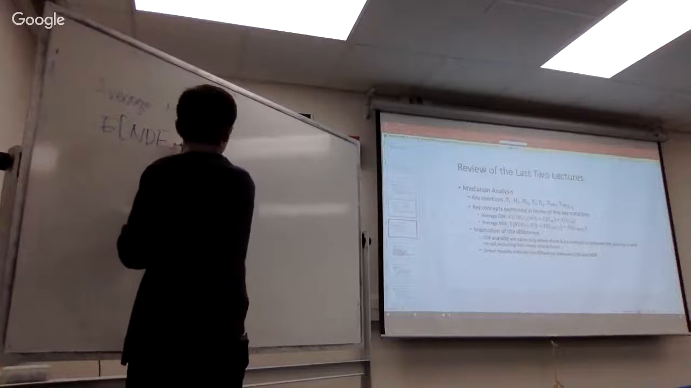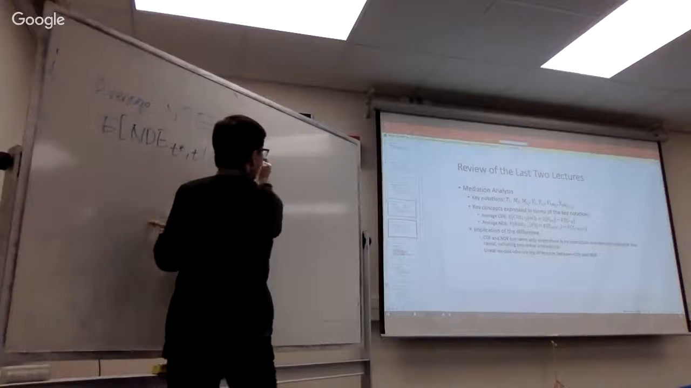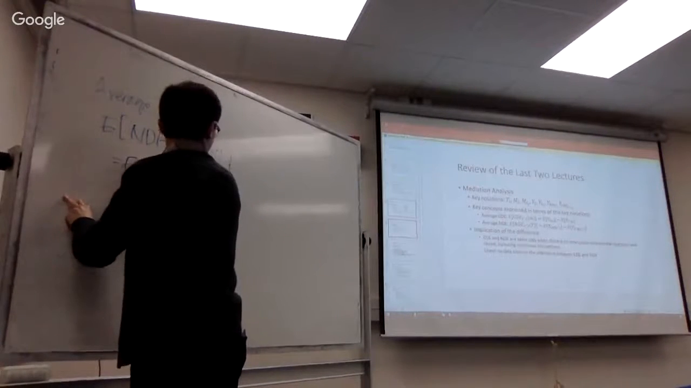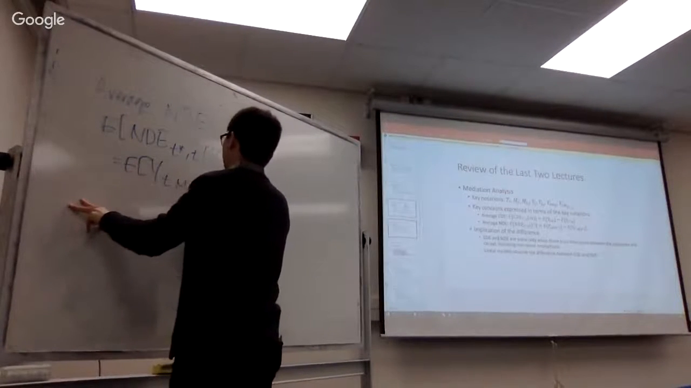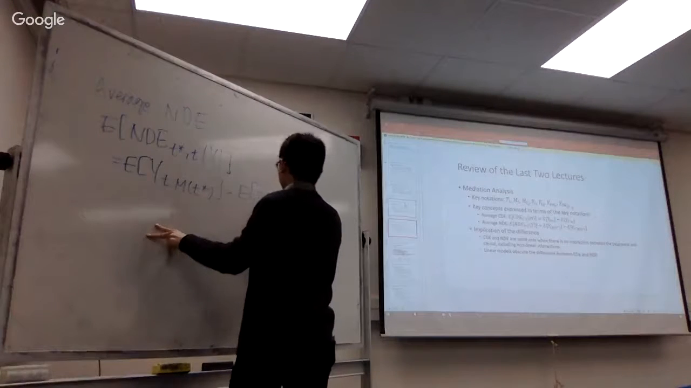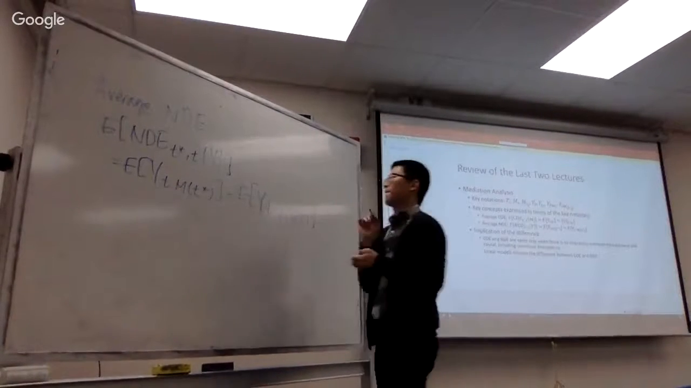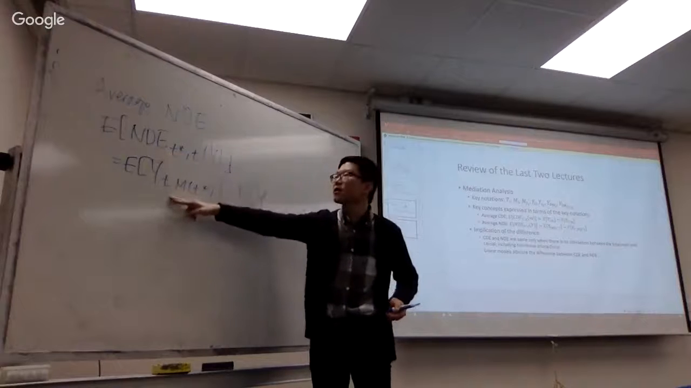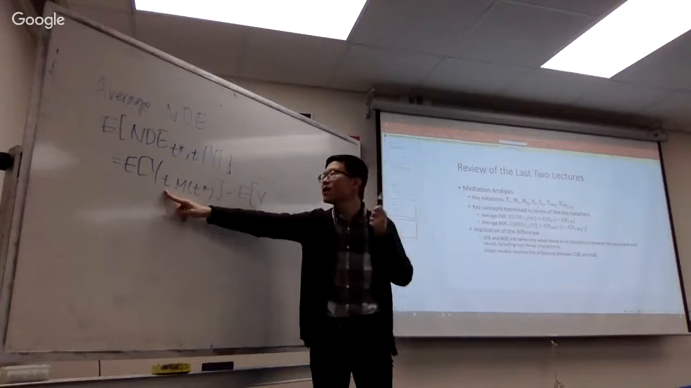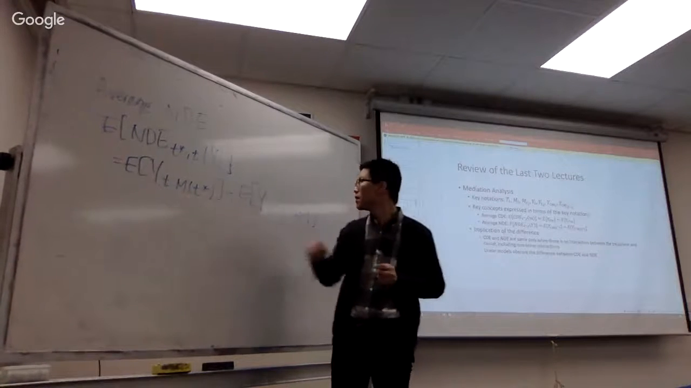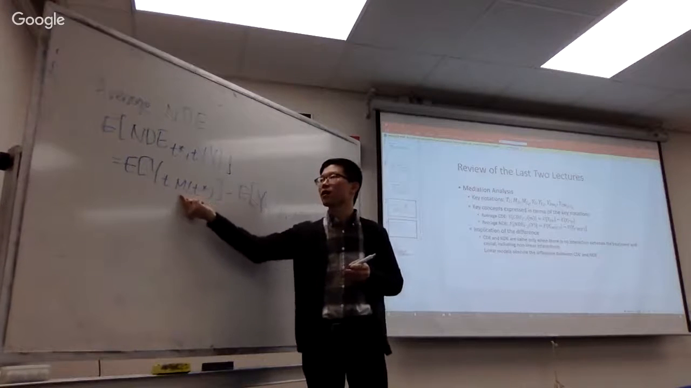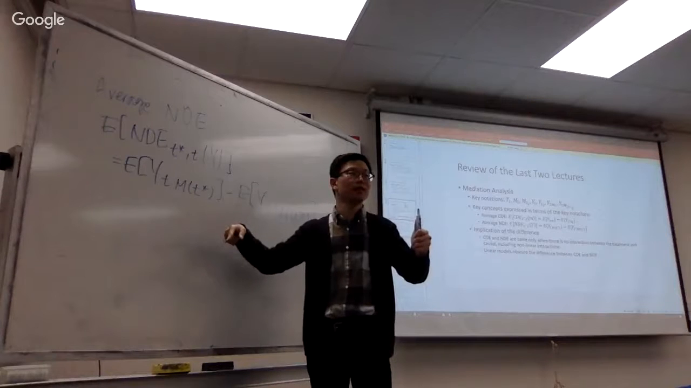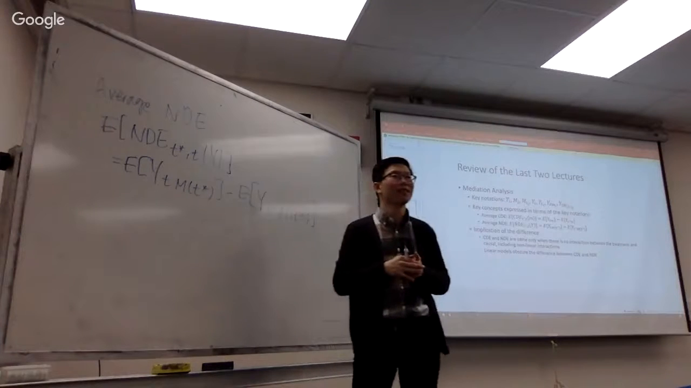Average NDE. Looks like that. Which means that the NDE is the potential outcome of Y when T is set to T and M is set to the potential outcome of M when the treatment is T asterisk, not T. But this is very counterfactual, right?